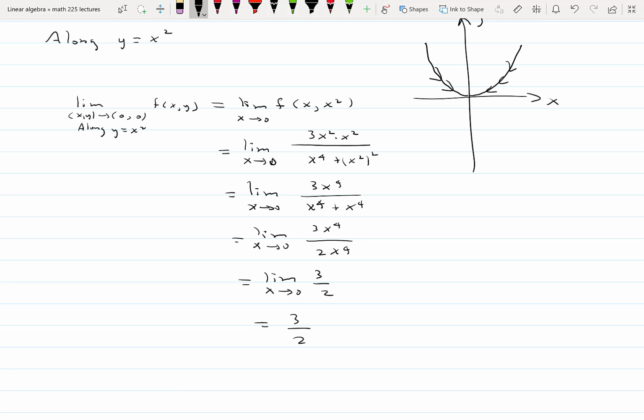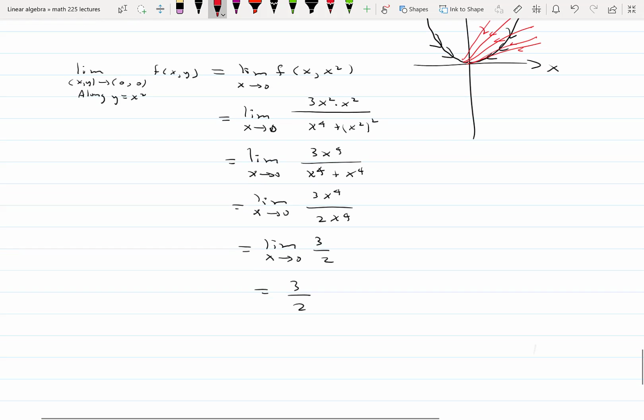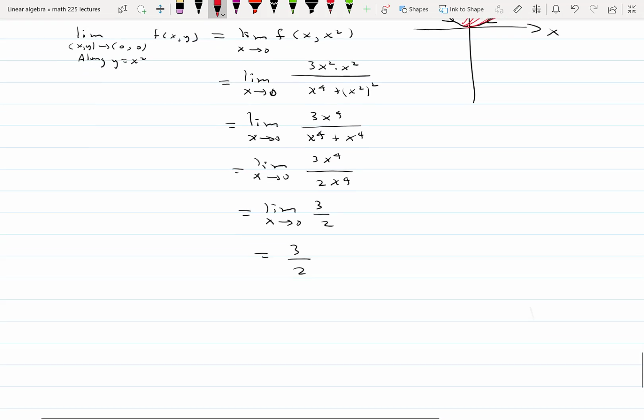Although if I approach the origin along any other line, here's the other line, here are a few of the other lines in red, as I let x and y approach the origin along any of those lines, the z-values approach 0. But if I jump to the parabola and let x and y approach 0 that way, the z-values jump to 3/2. They stay at 3/2. How can that be? How can that be?